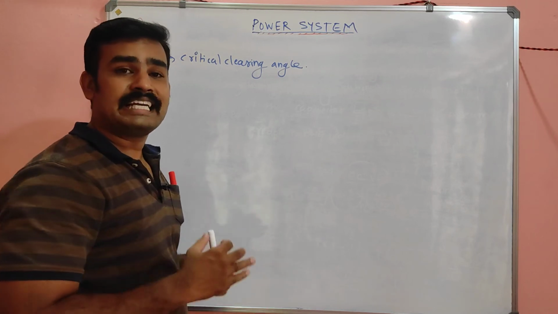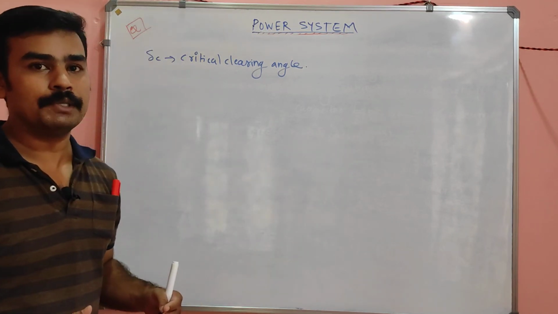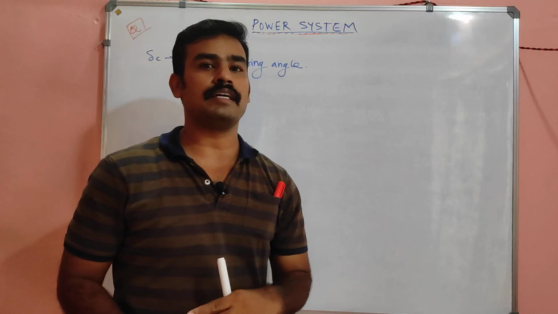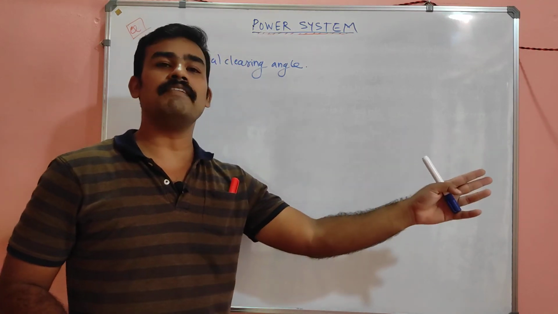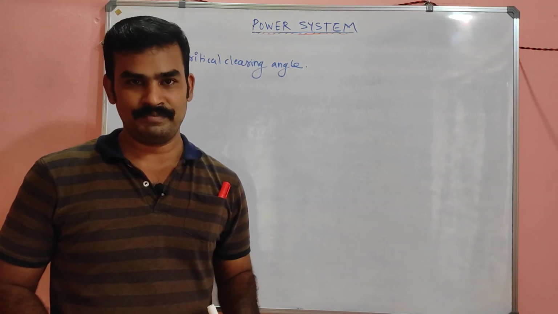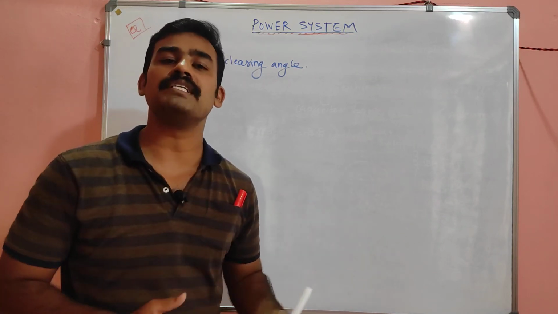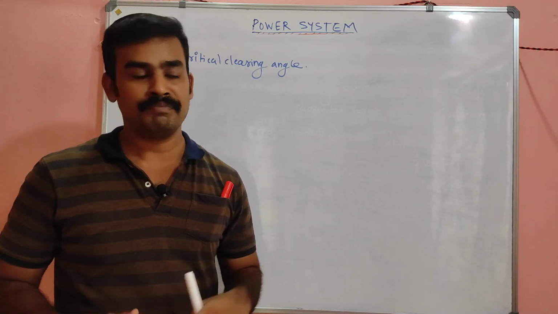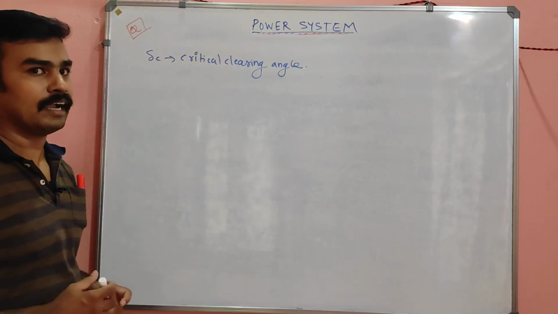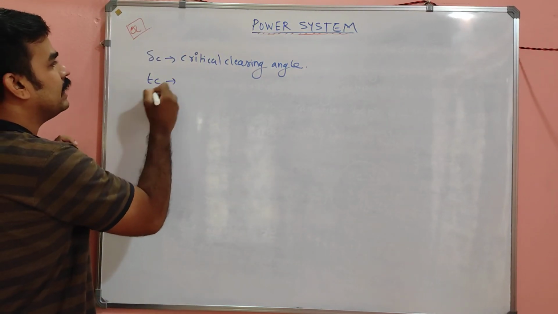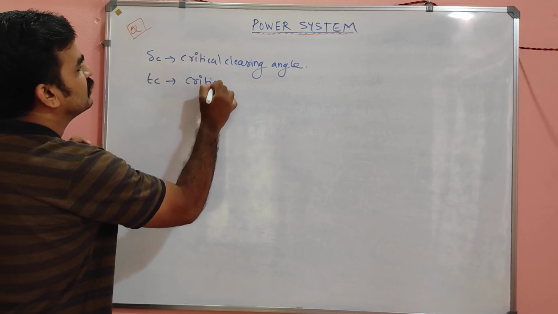If you do not clear the fault before that particular value, the machine, even though you've cleared the fault, my dears, the machine will not come to synchronism. The machine will not operate in synchronism. The machine will lose its synchronization capacity. That angle is called the critical clearing angle. And critical clearing time is also there.